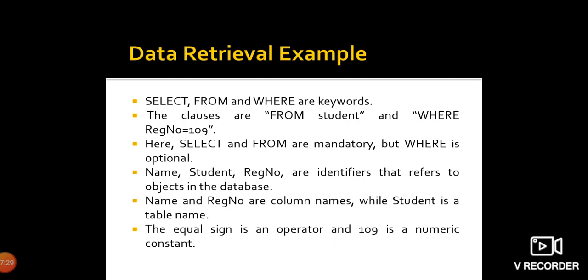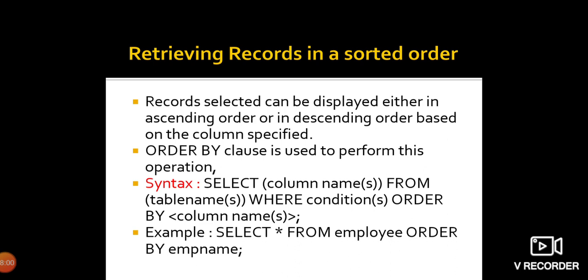Okay, the select and from are mandatory in terms of data retrieval. Where you can give or you need not give, that is optional, but select and from are compulsory. The name, student, register number are identifiers that refer to the objects in the database. The name and the register number are column names, while student is the table name. Everything I have told you. 109 is actually a numeric constant, which is the register number in this case.